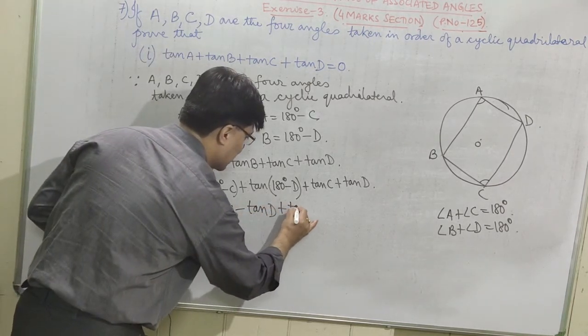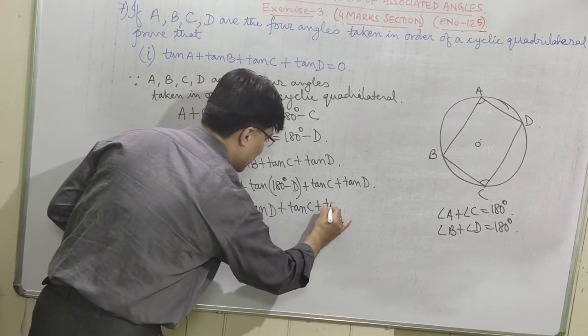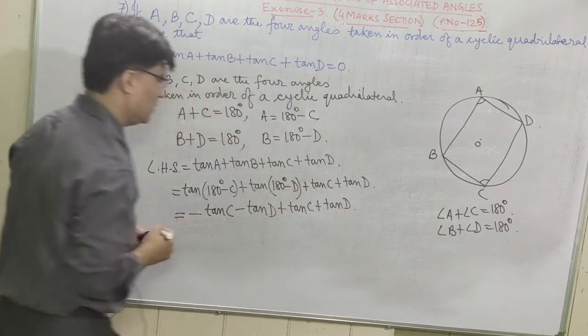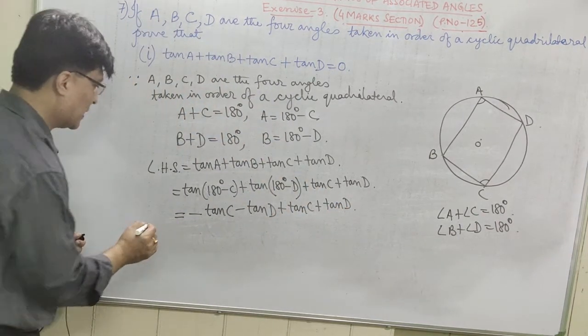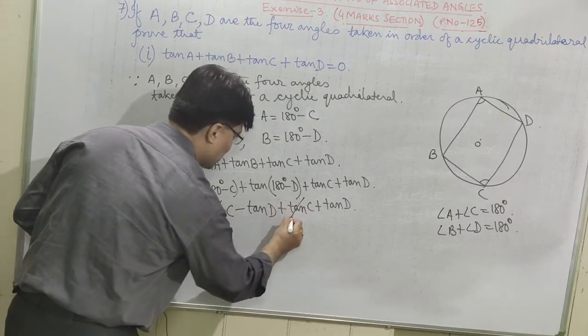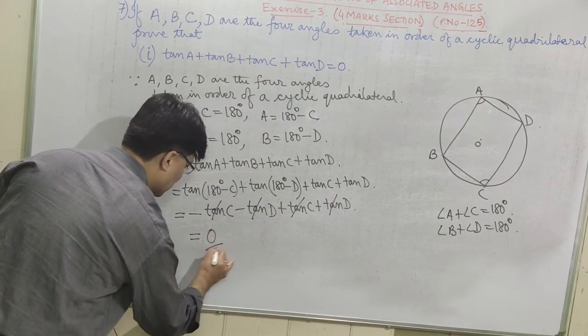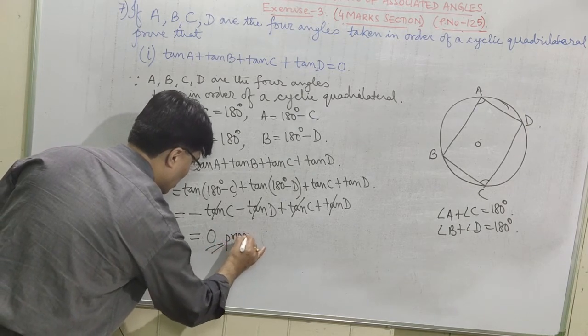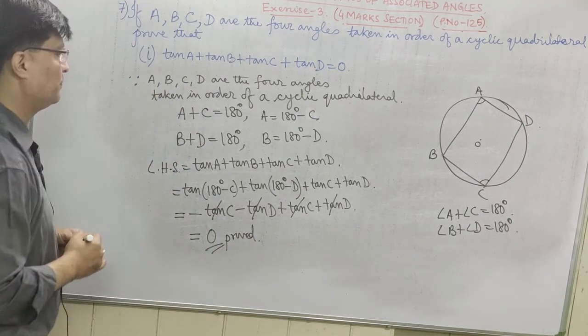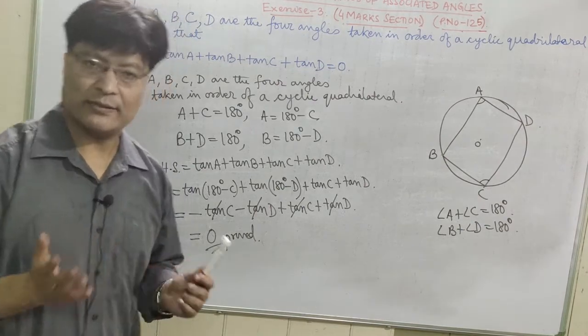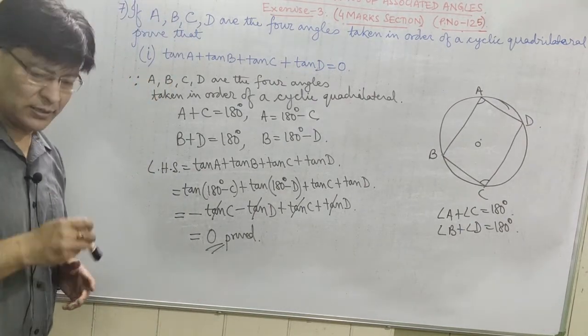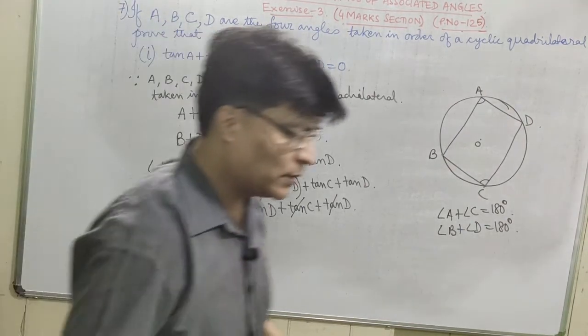Then plus, you should write here tan C plus tan D. Is it understood now? So we can cancel here minus tan C plus tan C minus tan D plus tan D, which is equal to 0. So it is proved. Is that understood now? So you can copy it. Now we'll do the next question.